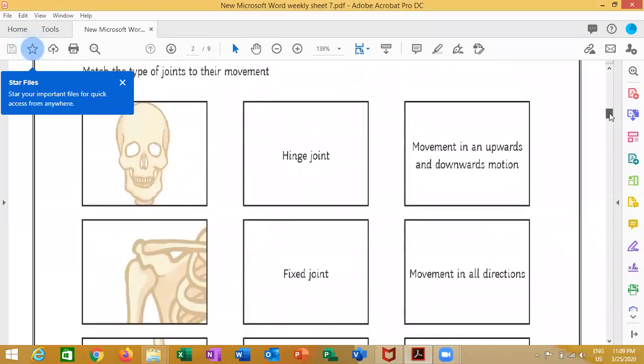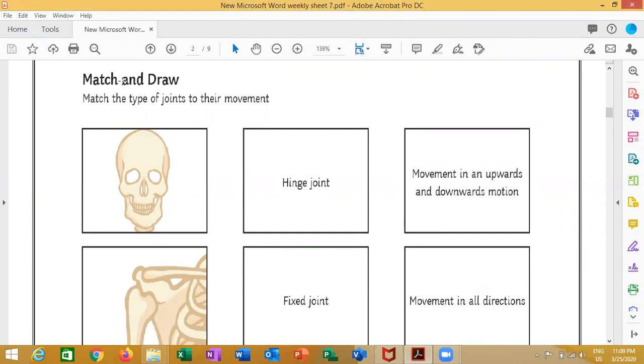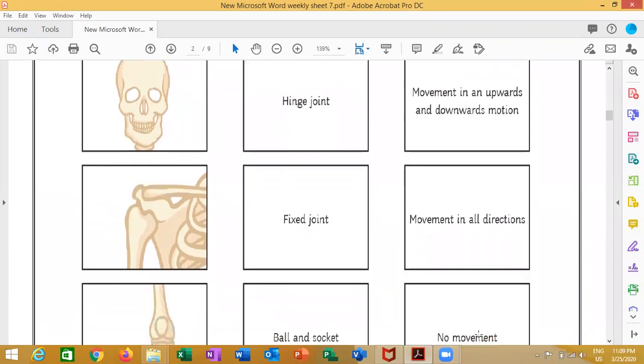Okay, here question number 1, he wants you to match each part of the skeleton to the type of joint and the type or the function. So let's start with number 1, skull. What is the type of joint? Here, fixed joint. Type of movement, of course, the skull doesn't move, so it will be no movement.